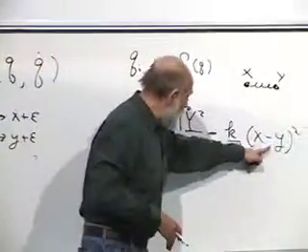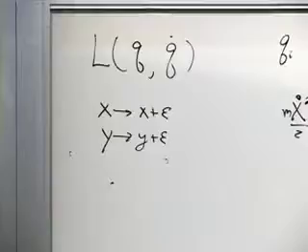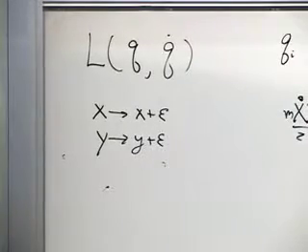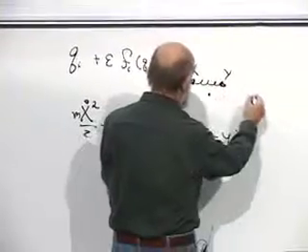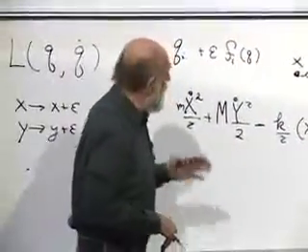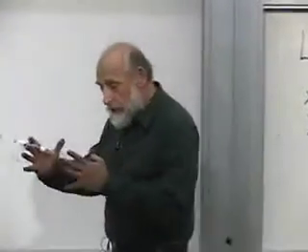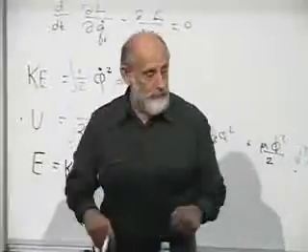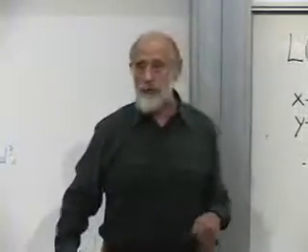X changes and y changes, but x minus y does not change. You've shifted x and y by exactly the same amount, so the separation between x and y has not changed. Potential energy has not changed. Again, we have a symmetry. It's the symmetry in this case of both particles being shifted. All right, so let's think of some other symmetries.